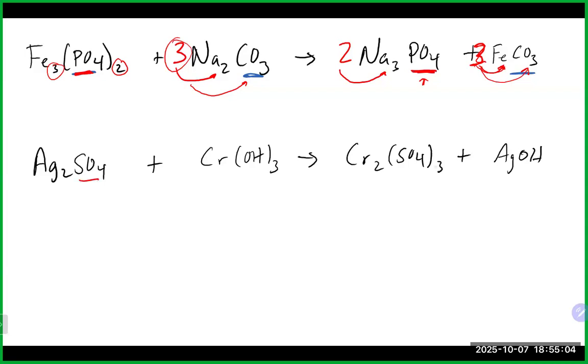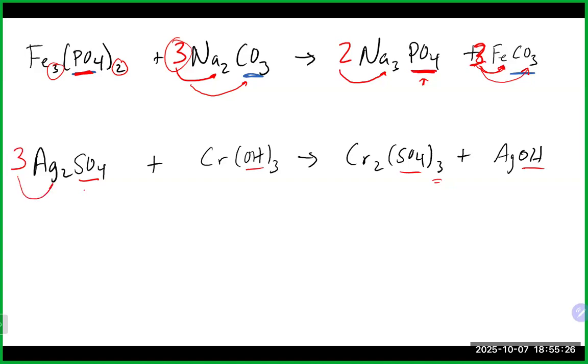I see a sulfate on each side. I also see a hydroxide on each side. Now, it doesn't matter which one you start with. One may work better than the other. So here I will start with the sulfate. And at that point, I got 3 sulfates on the left, 1 on the right. So I'm going to put a 3 there.